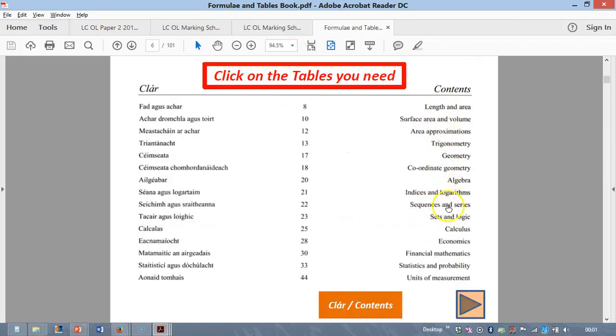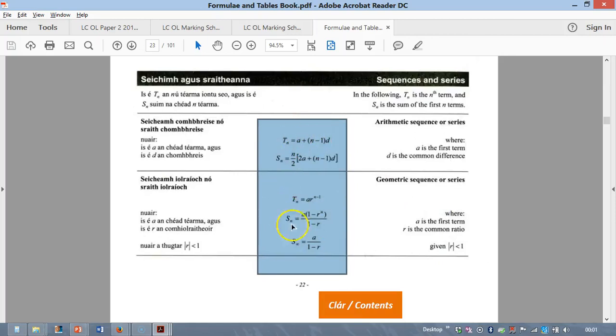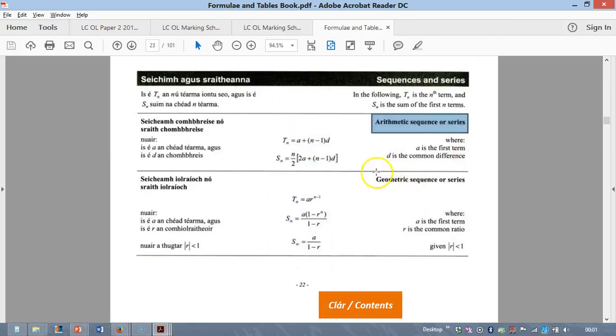Now we're looking at sequences and series. Click on that, I end up on page 22, and there's information on the arithmetic sequences and series or the geometric sequences and series. So I'm concerned with the arithmetic. These are the formulas I'm really concerned about right now. Tn stands for the nth term, and Sn is the sum of all the terms, depending what n is.